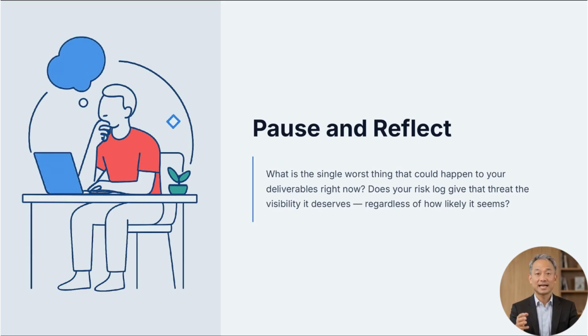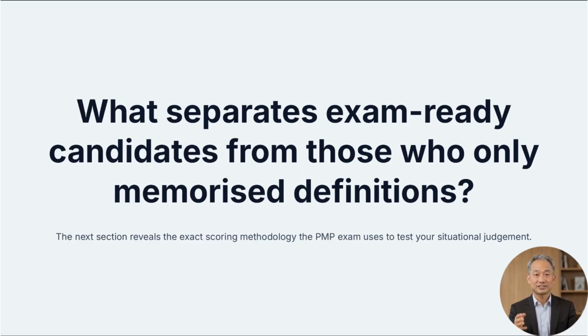Before we examine the financial calculations, try looking at your current project and thinking about the single worst thing that could happen to your deliverables. It does not need to be a highly likely event, but just consider whether your current risk log treats that massive impact with the visibility it actually deserves. The upcoming section details the specific scoring methodology the PMP exam uses to evaluate your situational judgment, separating well-prepared candidates from those who merely memorize definitions.